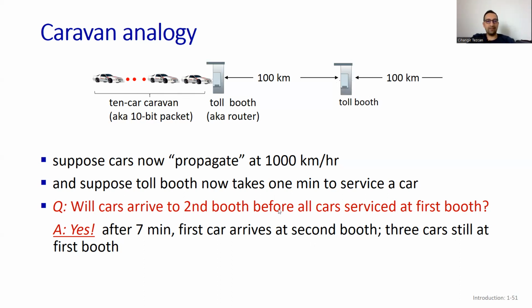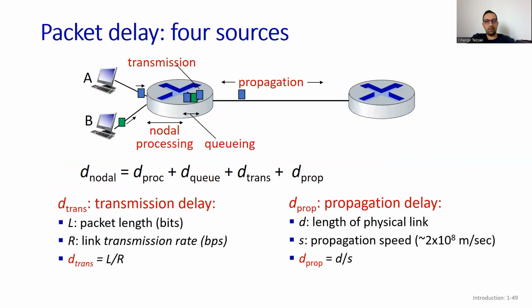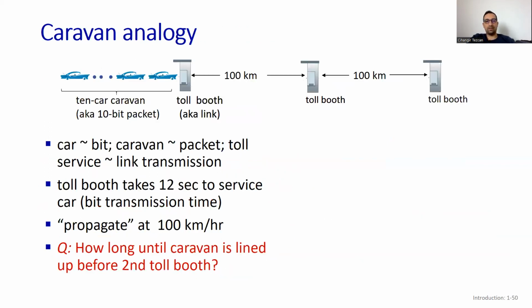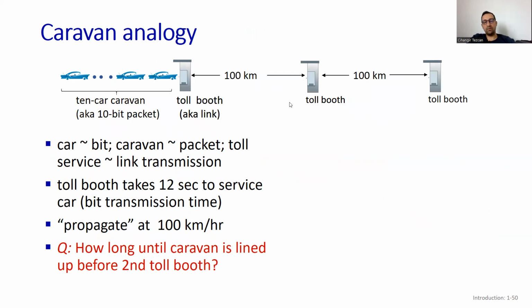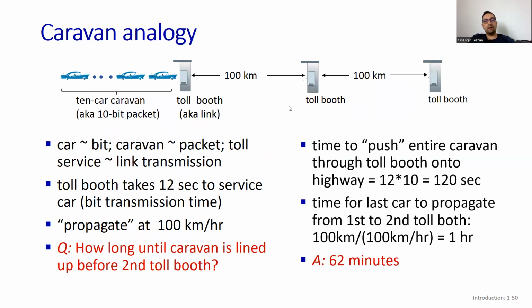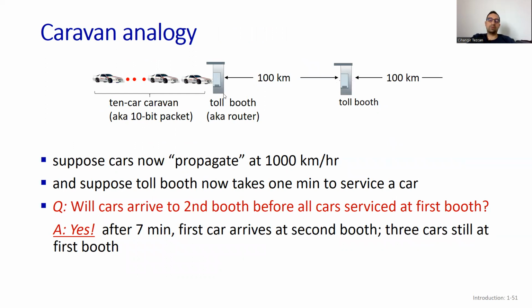So as you can see, transmission delay and propagation delay are completely different things. And the delay might be caused by something else. In this first example, the delay was from propagation delay because cars were slow. In the second example, cars were fast, but the toll booth was slower, so it takes still more than 10 minutes for this car to leave here and travel there. So I think in this example it will take 16 minutes or something for all of the cars to reach the second booth.